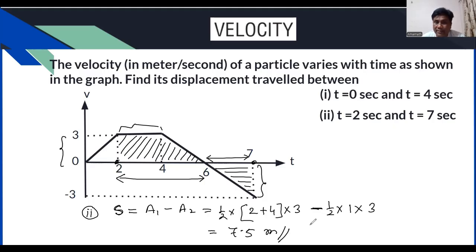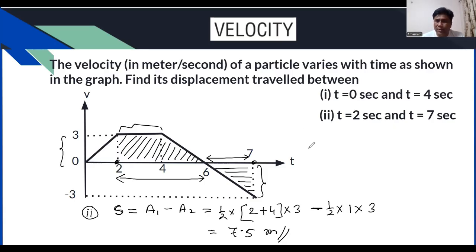And what it will be? It will be 6, 2, 3, 9, and 9 plus 1.5, na? So 10.5. Sir, it will be the distance. Is it? 10.5. Everybody understood, na? No problem, na, beta? Everybody understood, na? Yes, sir.